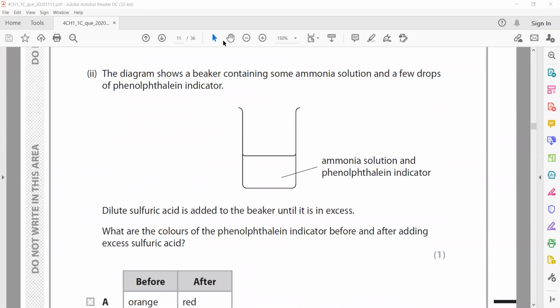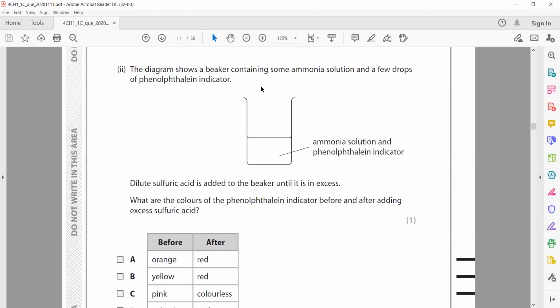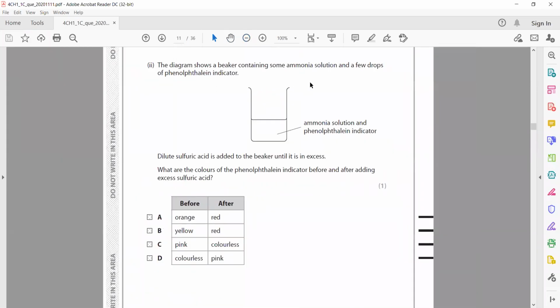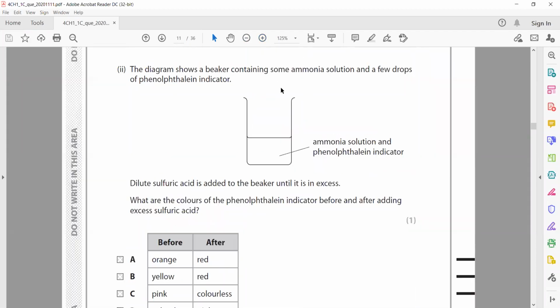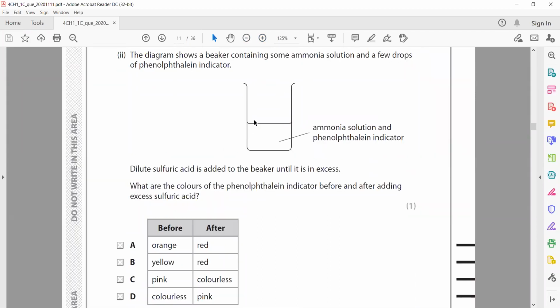The diagram shows a beaker containing some ammonia gas. Few drops of phenolphthalein indicator is added. Phenolphthalein is colorless in acidic medium. In alkaline solution, it is pink. Dilute sulfuric acid is added. So we have ammonia solution. We are adding a dilute sulfuric acid until it is in excess. So now the solution is more acidic.